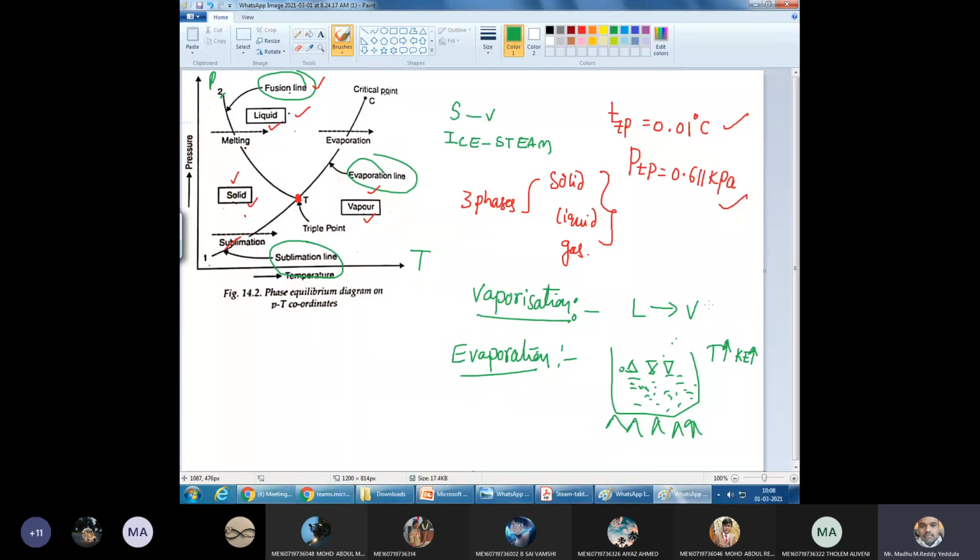So when heat is added, what will happen? It starts boiling, and vapors get generated from both the free surface as well as inside the liquid. Okay, and this boiling refers to the formation of vapors which takes place from the whole mass of the fluid. When all the liquid present inside gets converted into vapor, then we can say that vaporization is completed.